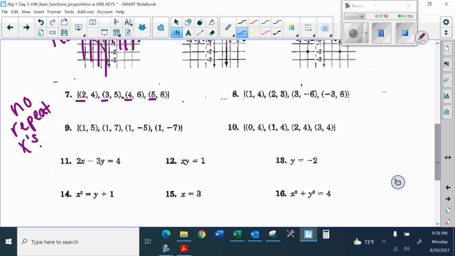So therefore, it's automatically a function. Okay. Do I have any repeat x's here? Oh yeah, every one. I didn't have to have every one. If I had one repeat x, it fails. Okay.